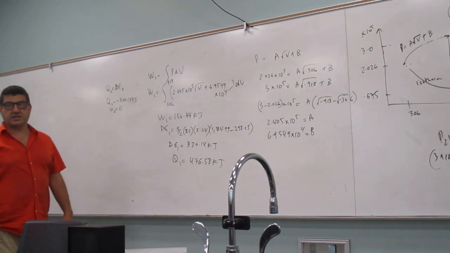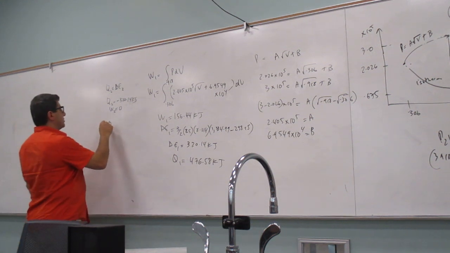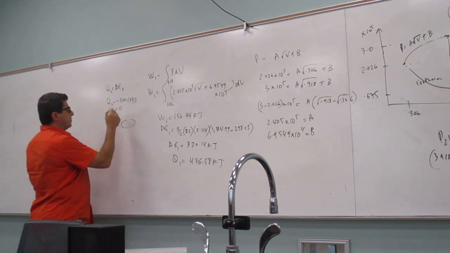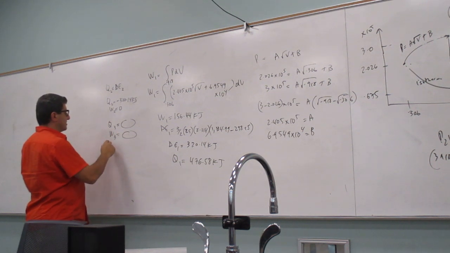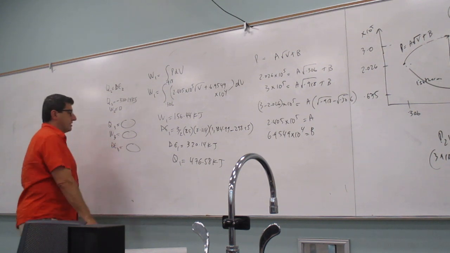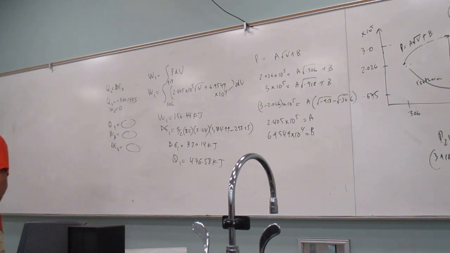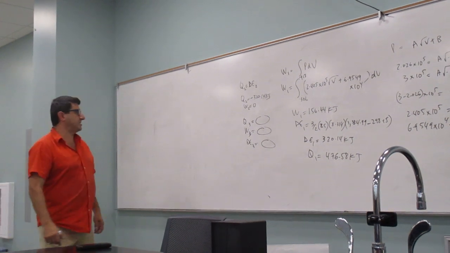And then Q3 is going to be the same as before. I didn't change anything for that portion, right? Q3, W3, and delta E3, whatever they were, I don't remember. So now if I'm trying to calculate the efficiency, what do I do? Because I'm kind of interested in that the most.